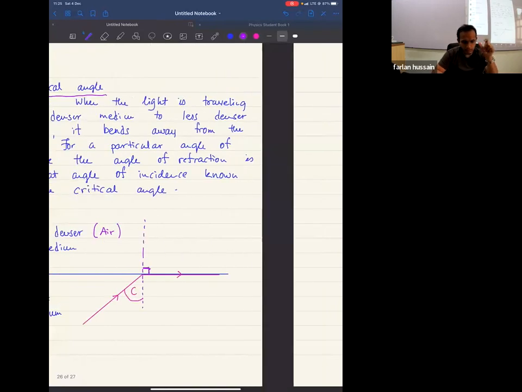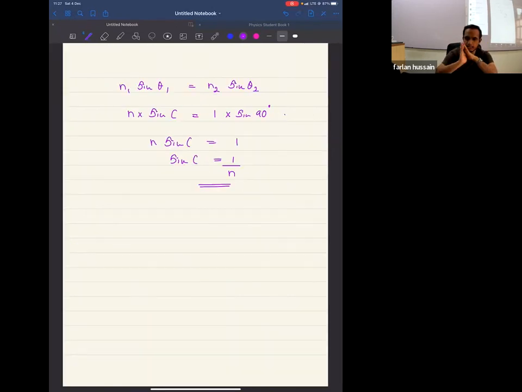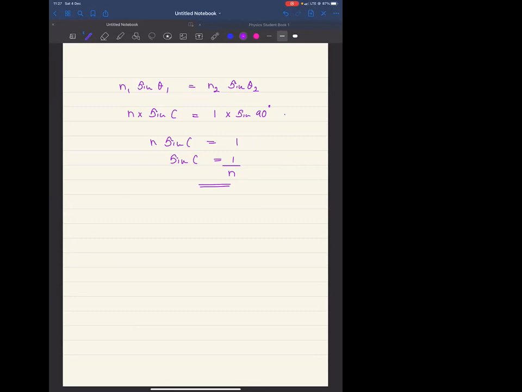So guys, in your diagram where you have written less dense medium, within brackets make it air and take down this one. Just take it down and you can take a break. I'll be back in 15 minutes. We'll come back and continue.